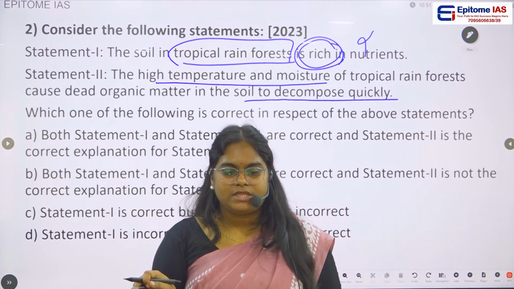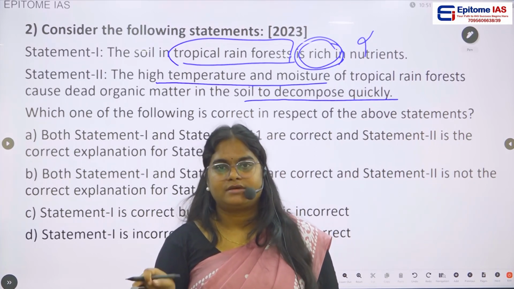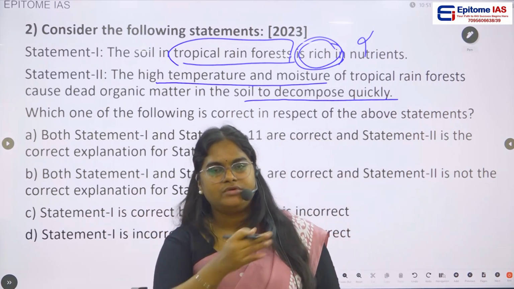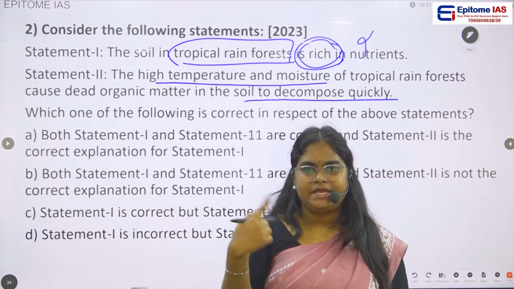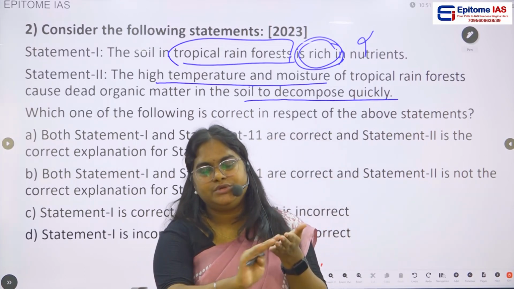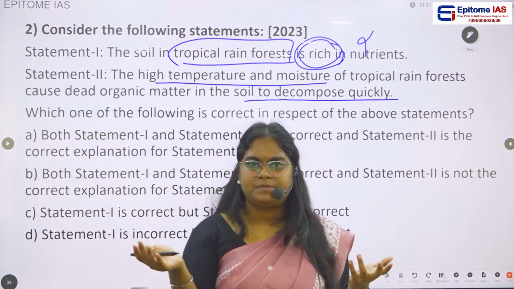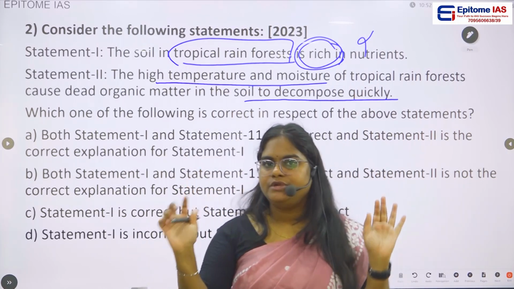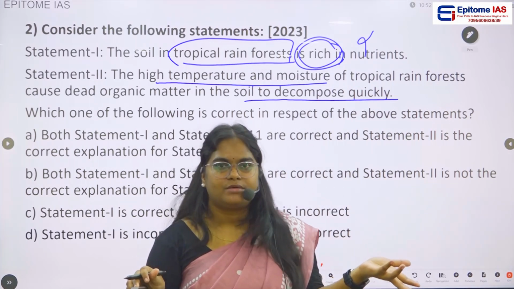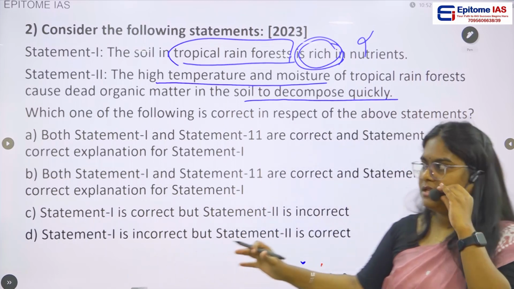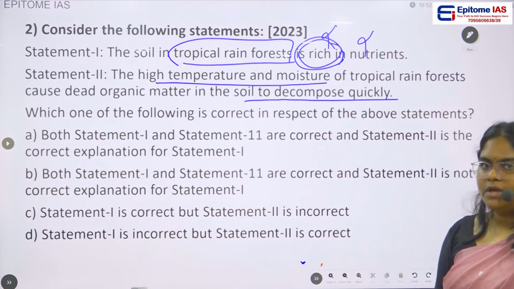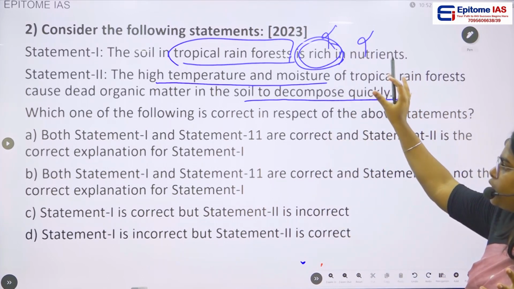That's one reason. Then the second reason is, you might have heard or read that in the tropical rainforest it almost rains every day, throughout the year. So when there is continuous rain in that area of the forest, what will happen? It leaches out the nutrients present in the top layer of the soil. Simple. Okay, it just leaches out the nutrients. So there is no nutrient present in the soil layer. So we can say the soil present in the tropical rainforest is actually poor in nutrients. So this statement is a wrong statement.